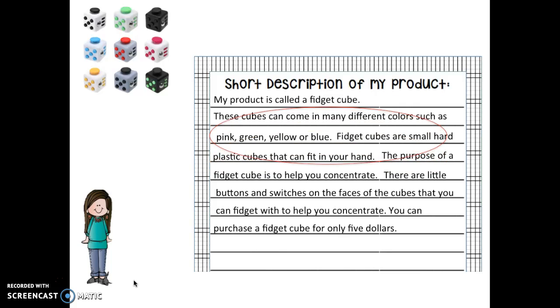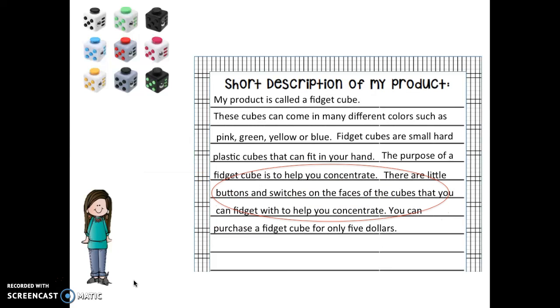Then, my next few sentences, I went on to describe how my product looks. I described the colors, I described what it's made of, and the size. You should do that too with your short description. The next sentence, I talked about the purpose of my product. Sometimes when you're a creator and you're inventing something brand new, people don't know what it's supposed to be used for. So it's a good idea to include a purpose for your product or your service.